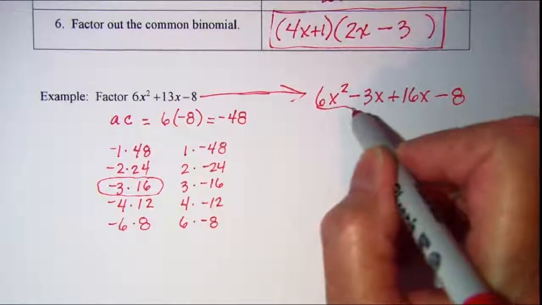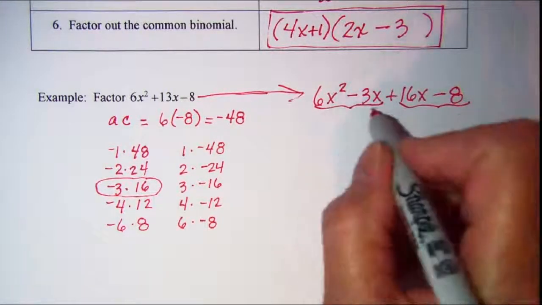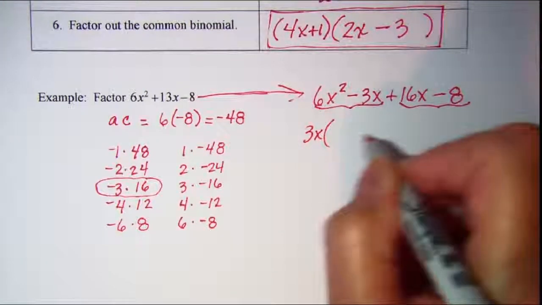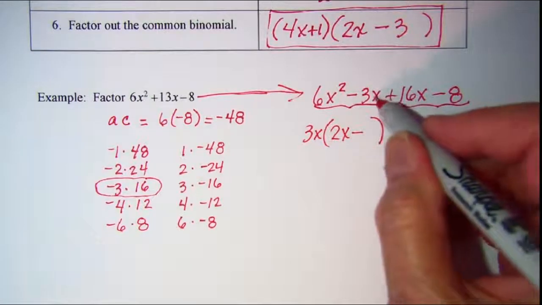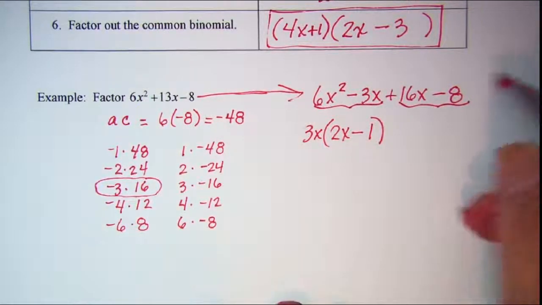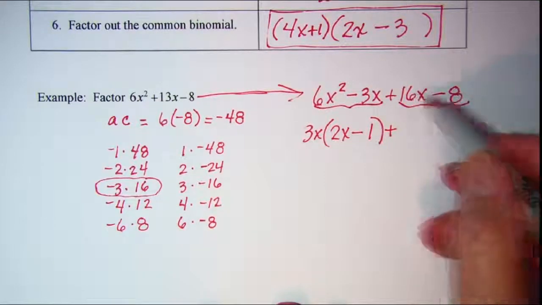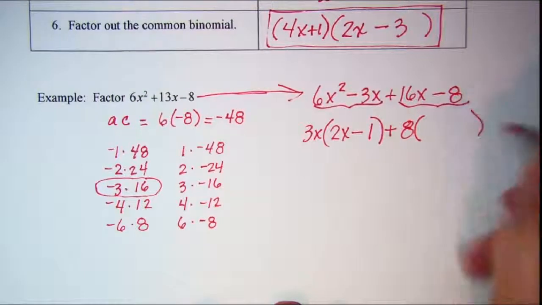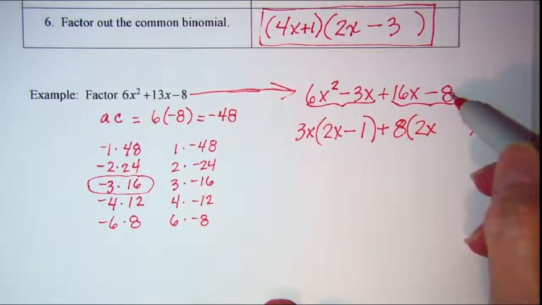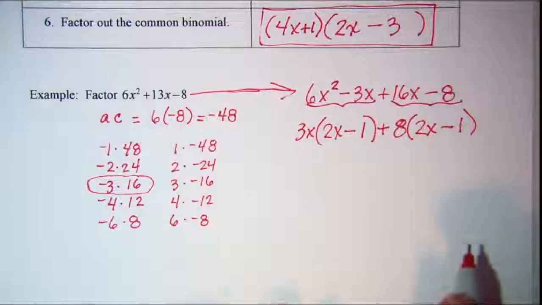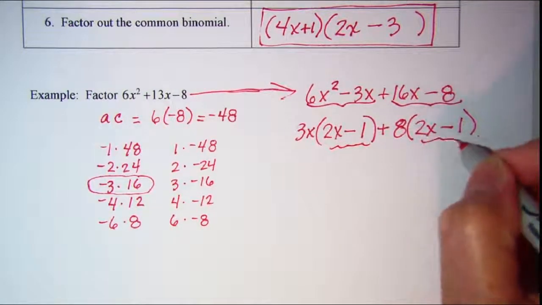Right? Now we're going to group into pairs, and I always take the first pair and the last pair. And then factor. On this first pair, I have a 3x. When I divide this term by 3x, I have 2x left. Minus, and then 3x divided by 3x is 1. Now in this one I have a plus in between there, so I'm just going to factor out positive 8. And when I do, 16x divided by 8 is 2x. And then negative 8 divided by 8 is negative 1. So I have my common binomial factor. Yay! That means you did it right.